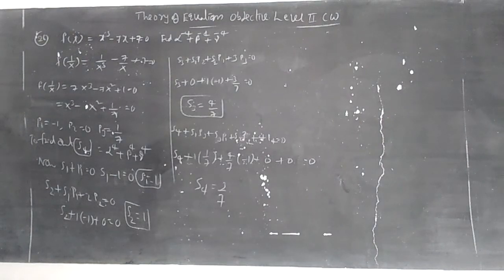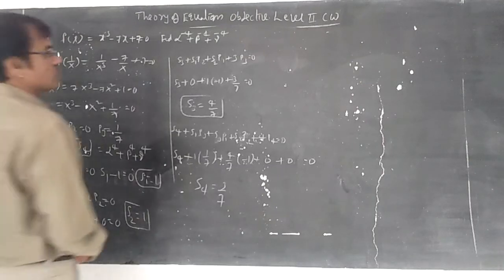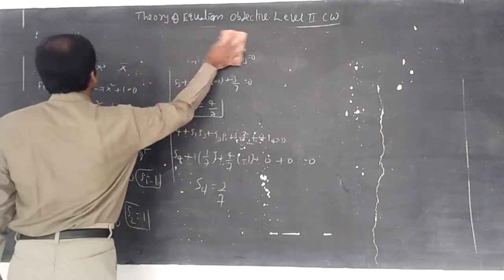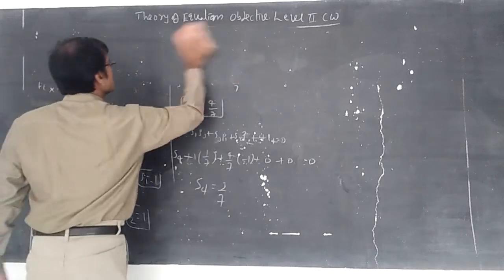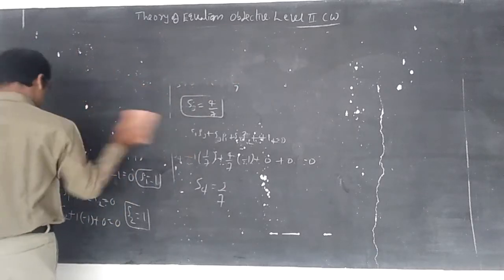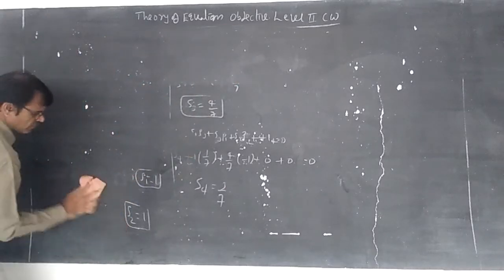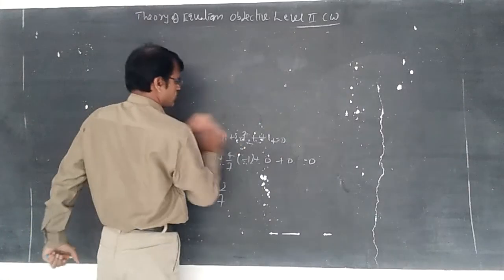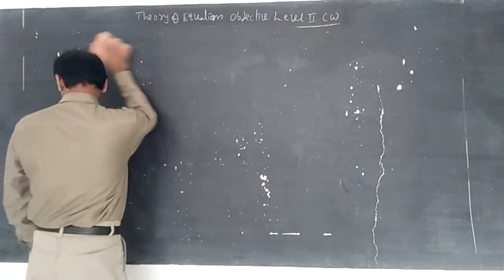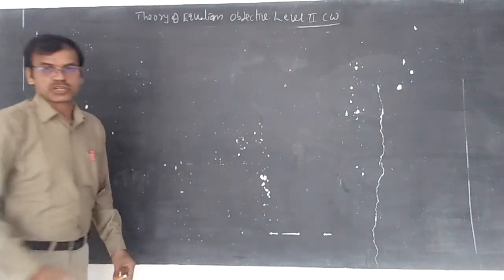Third option. Yeah, 3 by 7 is cut. Now, taking the values given in the equation, depending upon the values we need to calculate S4 in the 27th question.